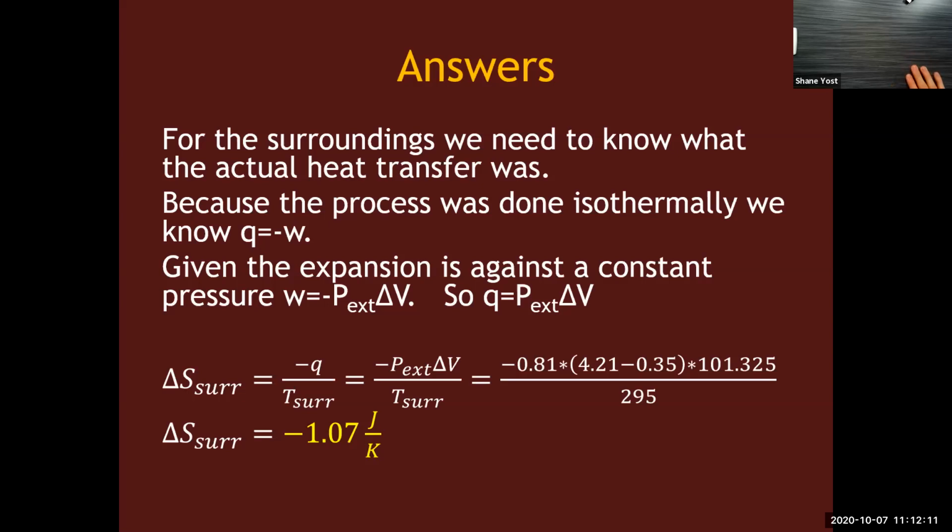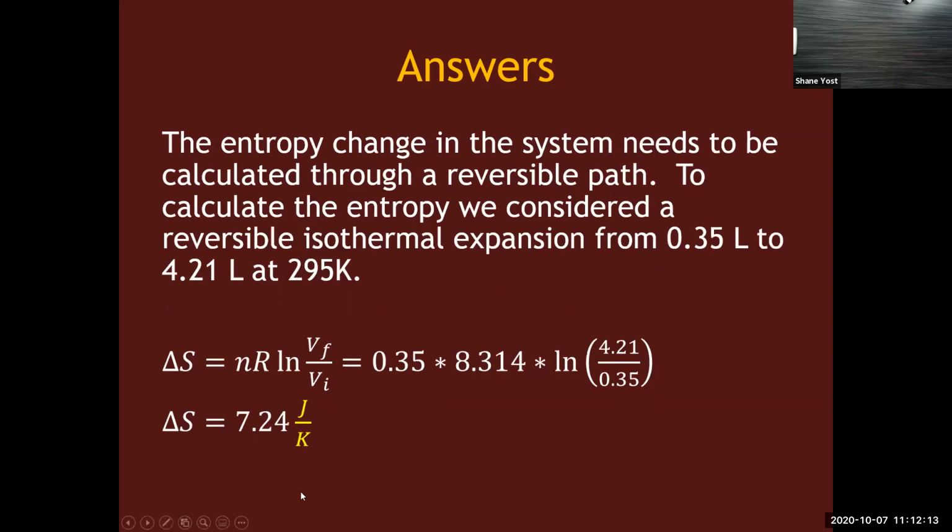And that gives us, again, an entropy change of 7.24 joules per Kelvin. Right.